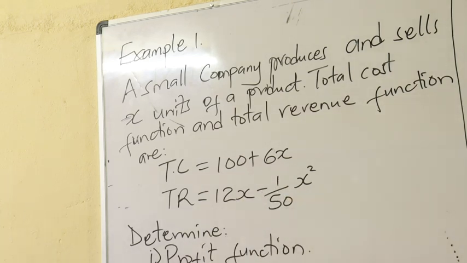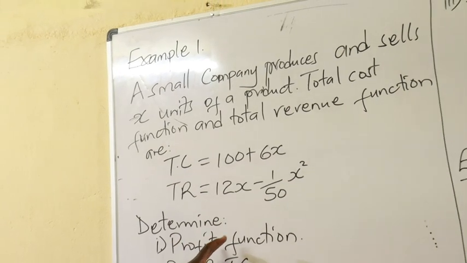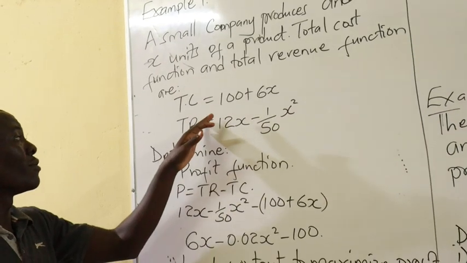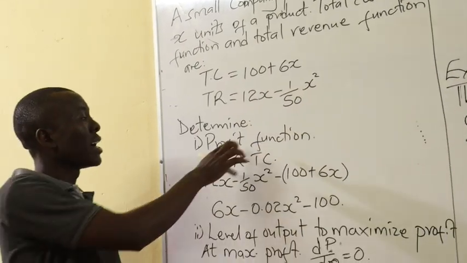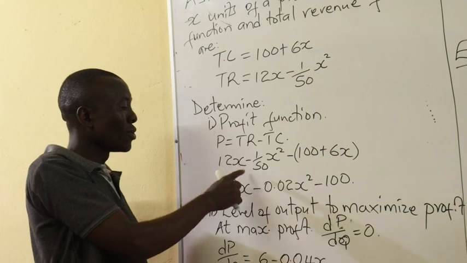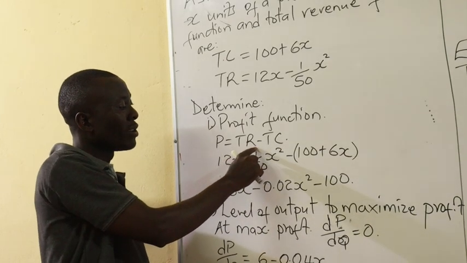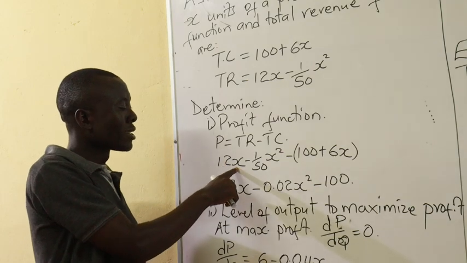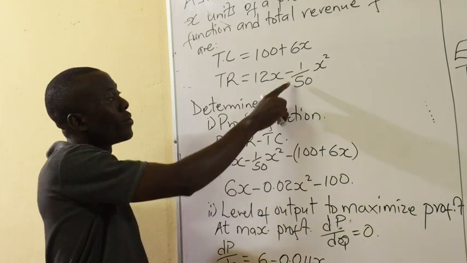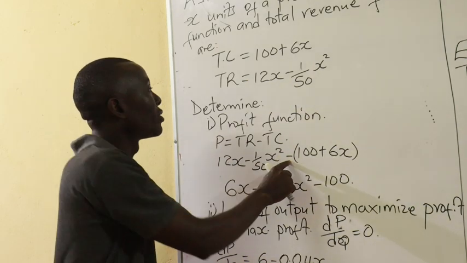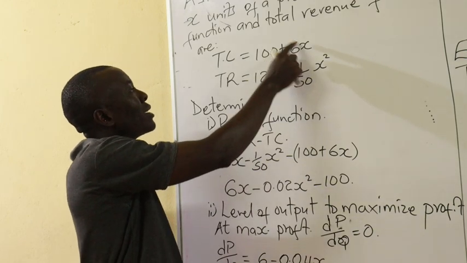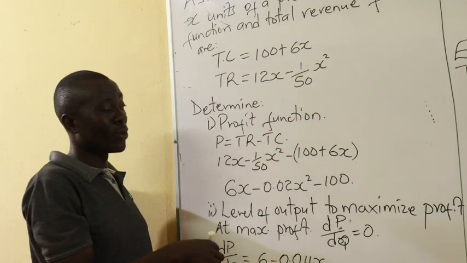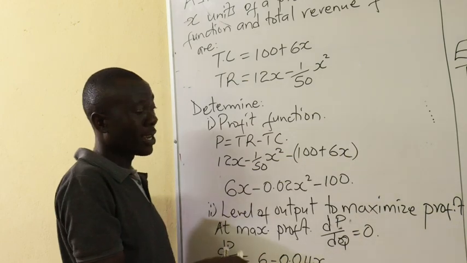We are asked to determine, Roman 1, the profit function. As we had stated earlier, profit is the difference between total revenue and total costs. So if we are asked to determine the profit function, we'll simply have the total revenue function minus total cost function. Our total revenue function was 12x minus 1 over 50 x squared, which we had here. Then we are subtracting 100 plus 6x.